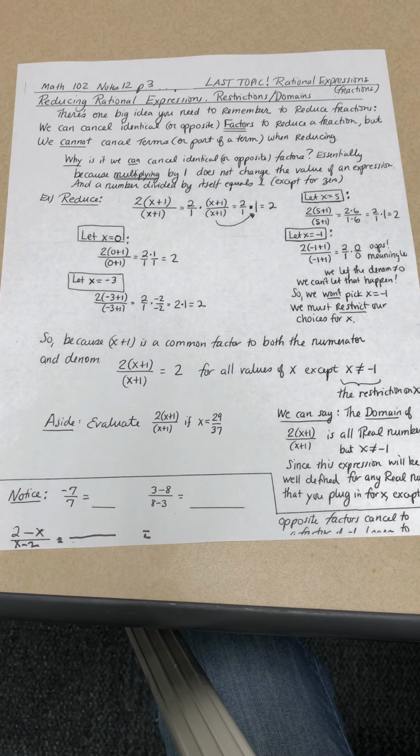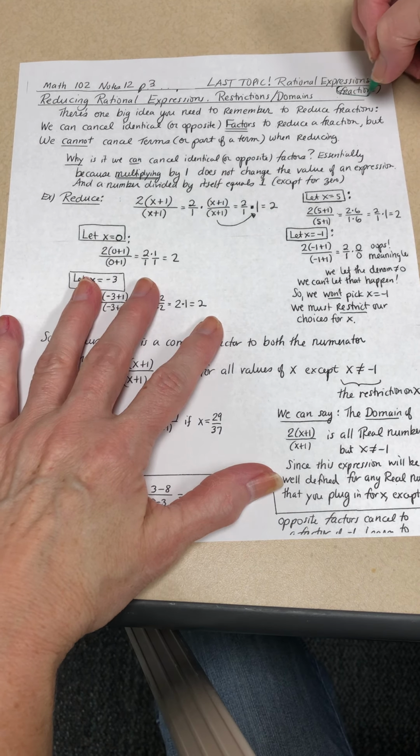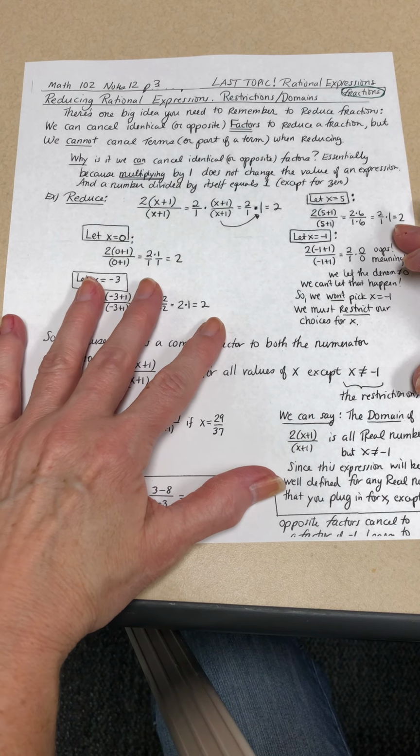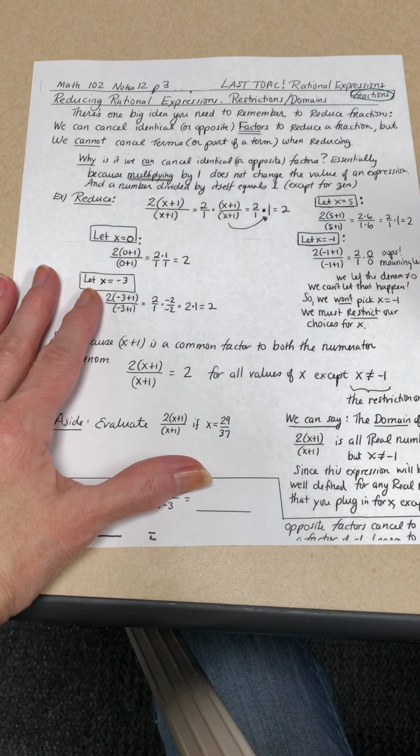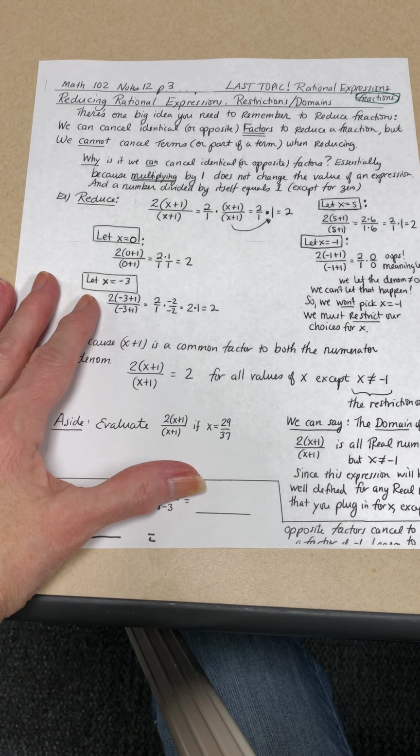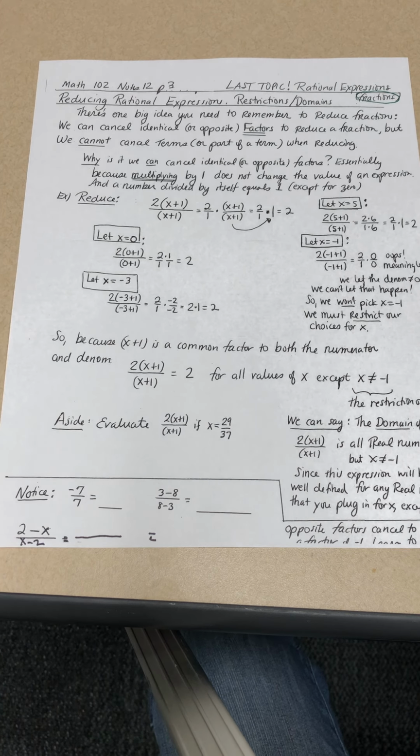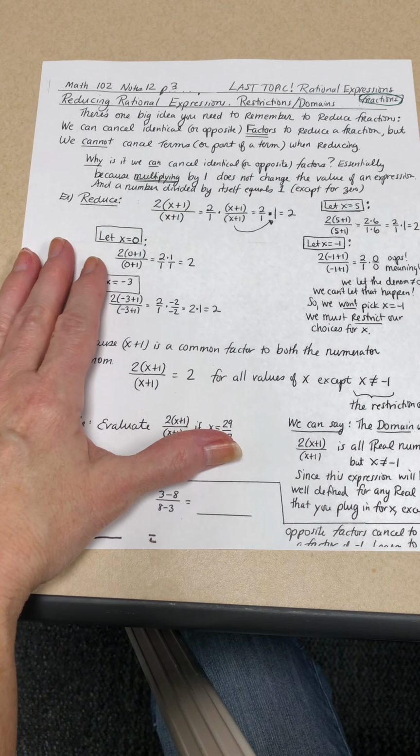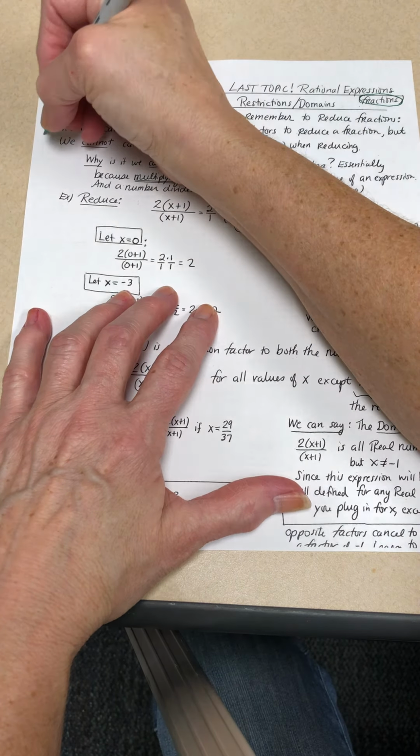Notes 12, page 3. This is our last big topic, and it's a big one. Rational expressions, essentially fractions. Okay, so we are going to learn to reduce rational expressions, multiply, divide, add, subtract. Deal a little bit with compound fractions. So there is one big idea that you need to remember when reducing fractions and also when multiplying and dividing is this one right here.